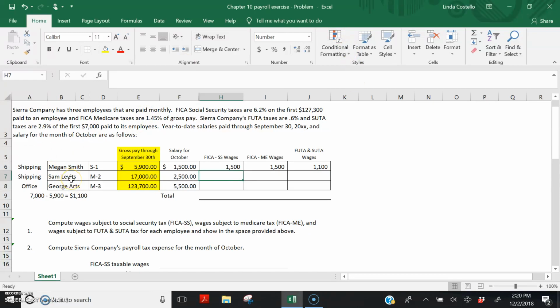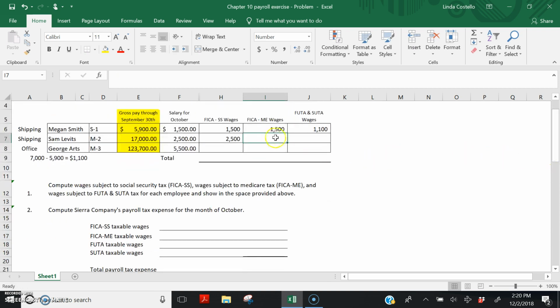Sam Levitz. Before October, Sam had already earned and been paid $17,000 in gross wages. This is not even close to the FICA Social Security wage base of $127,300. Accordingly, all of his $2,500 in gross wages for the month of October is subject to Social Security tax, so put $2,500 in the FICA Social Security wages column. There is no limit on wages subject to FICA Medicare tax, so all $2,500 of Sam's October salary is subject to Medicare tax. Put $2,500 in the FICA Medicare wages column.